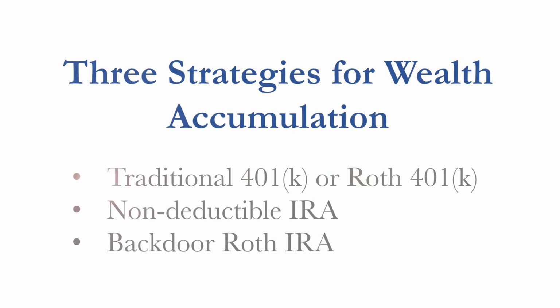So let's summarize the three strategies. Strategy number one, traditional or Roth 401k, maximize the amount you can put away. Strategy number two, a non-deductible IRA. And strategy number three, a backdoor Roth IRA. I do want to recommend that you discuss all these strategies with a professional because everyone has a different situation.